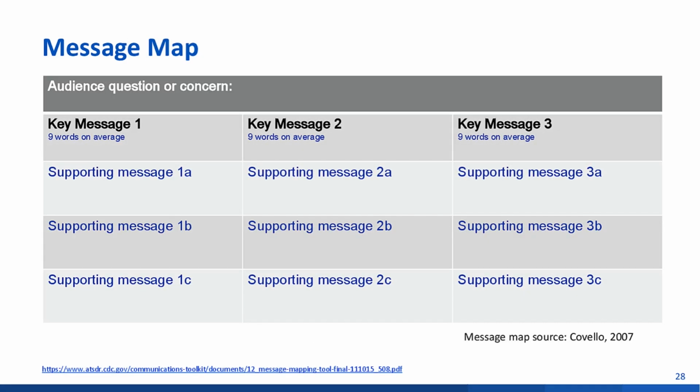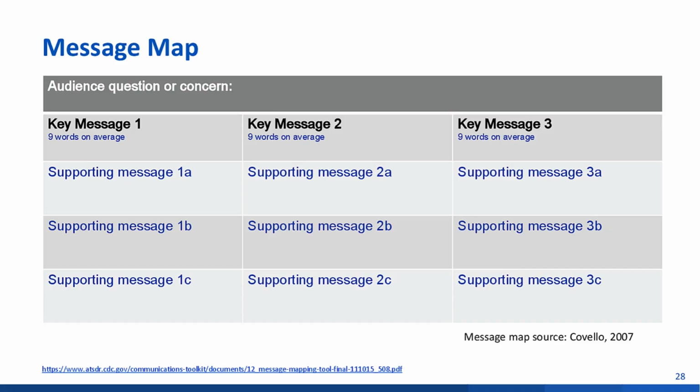This is an example of a message map. We identify the most common questions and concerns that our partners or audience have. Then, we develop message maps, one map per concern. In message mapping, we develop 3 key messages. We try to use 9 words on average. Keep your messages short, succinct, easy to understand, and written in plain language.